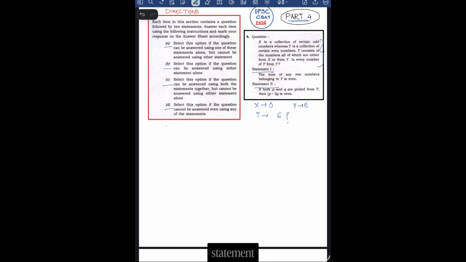Now, let us take statement 1. Statement 1 says that the sum of any two numbers belonging to T is even. So we already know that all the elements of T are either from x or from y. This means all the elements will be either all odd or all even. So this condition is always satisfied because even plus even will give us an even number and odd plus odd will also give us an even number.